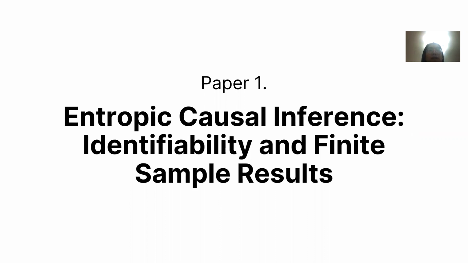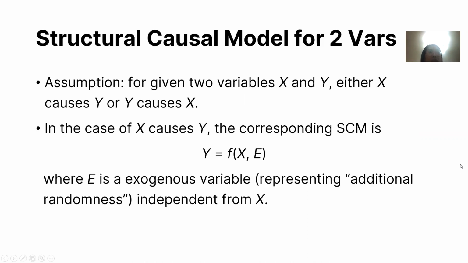The first paper I'm gonna introduce is Entropic Causal Inference: Identifiability and Finite Sample Results. This paper deals with a structural causal model for two variables, and the assumption is as follows: for given two variables x and y, one of them causes the other. In the case of x causes y, the corresponding structural causal model can be represented as y equals f of x and e, where e is an exogenous variable representing additional randomness independent from x.